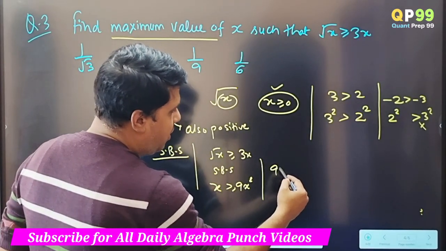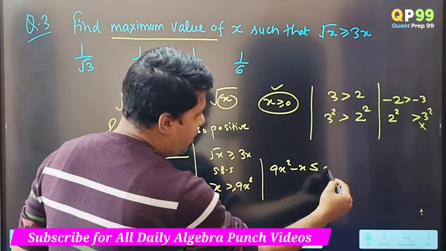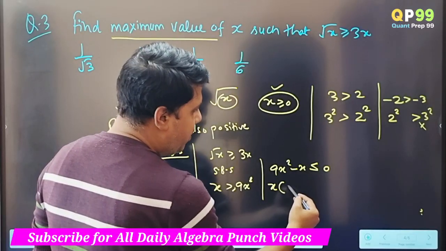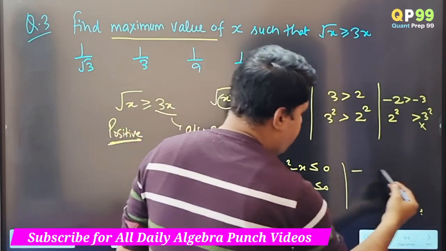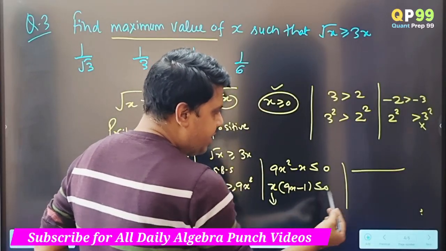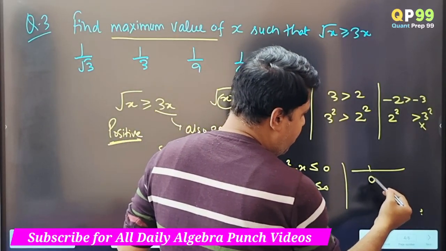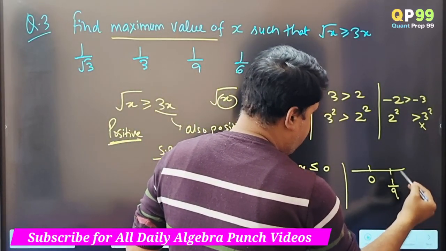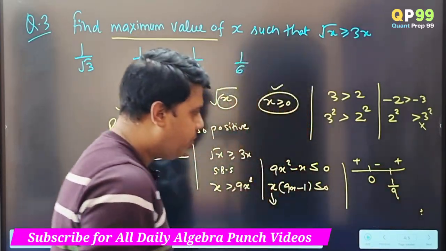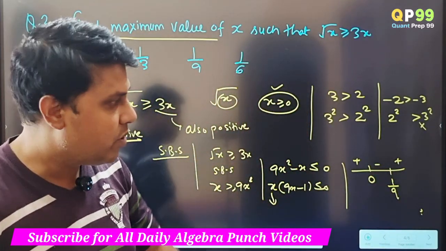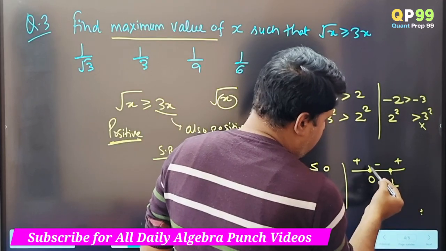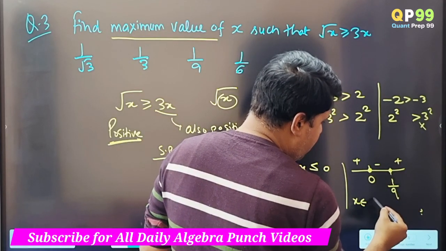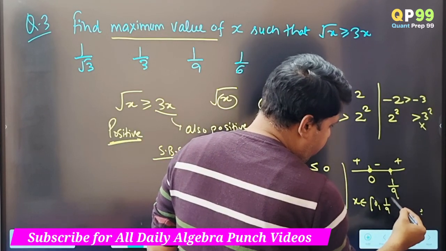So 9x square minus x less than or equal to 0. Now I can take x common. x times 9x minus 1 less than or equal to 0, means the critical points of x are 0 and 1 by 9. Then plus, minus, plus. Now because I want it less than or equal to 0, this is the answer. So x belongs to 0 to 1 by 9.